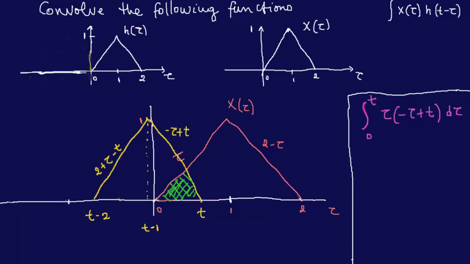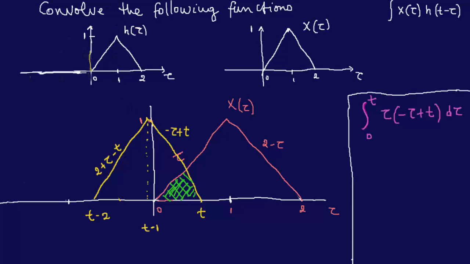Again, you're looking at this line over here because you're multiplying them. So you're multiplying x of tau, which is the line over here, tau, and then you're multiplying h of t minus tau, which is minus tau plus t. So that's your first overlapping integral. Now we can move forward.